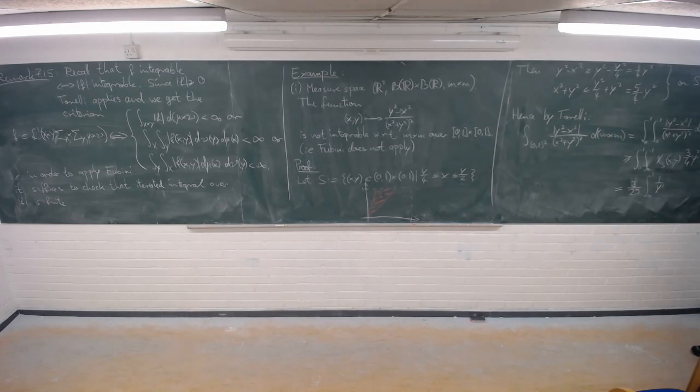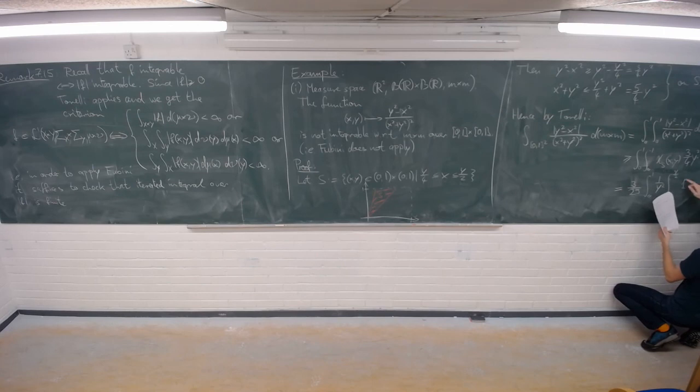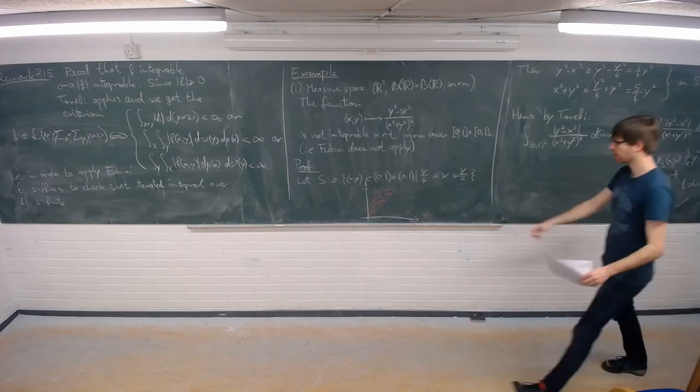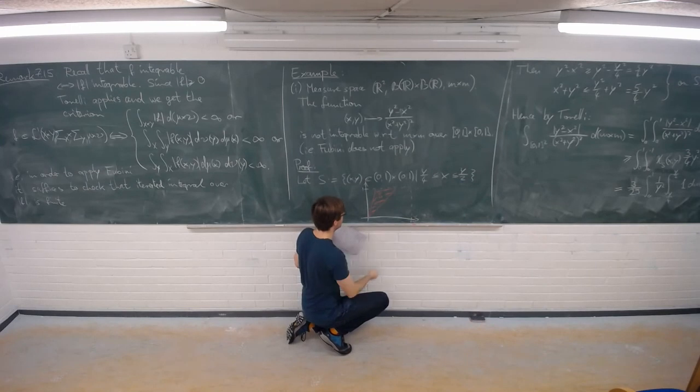And now this characteristic function of S, we can replace this by just integrating in x from y over 4 to y over 2. And on this domain, the characteristic function is just 1. Right, so in y we're integrating from 0 to 1, and in x from here to here. So from one boundary of S to the other boundary of S.